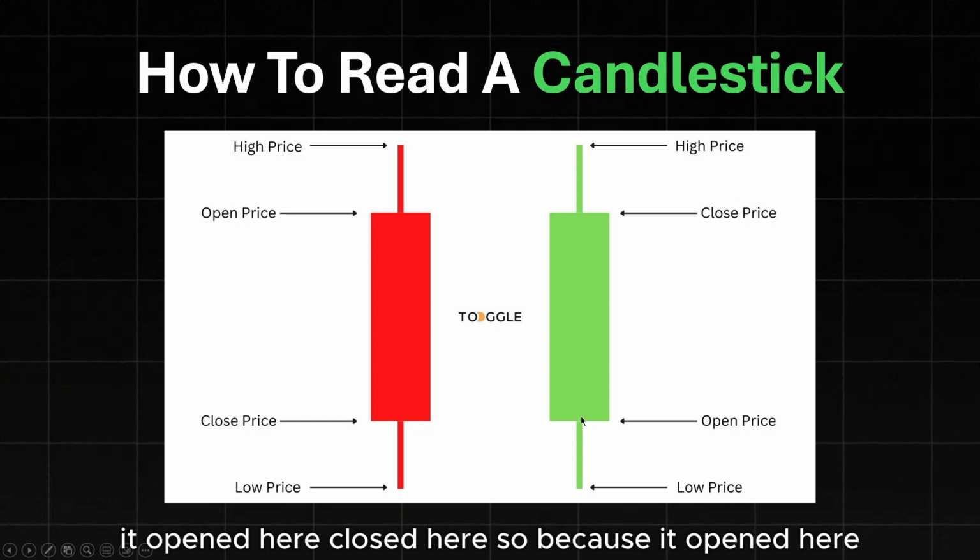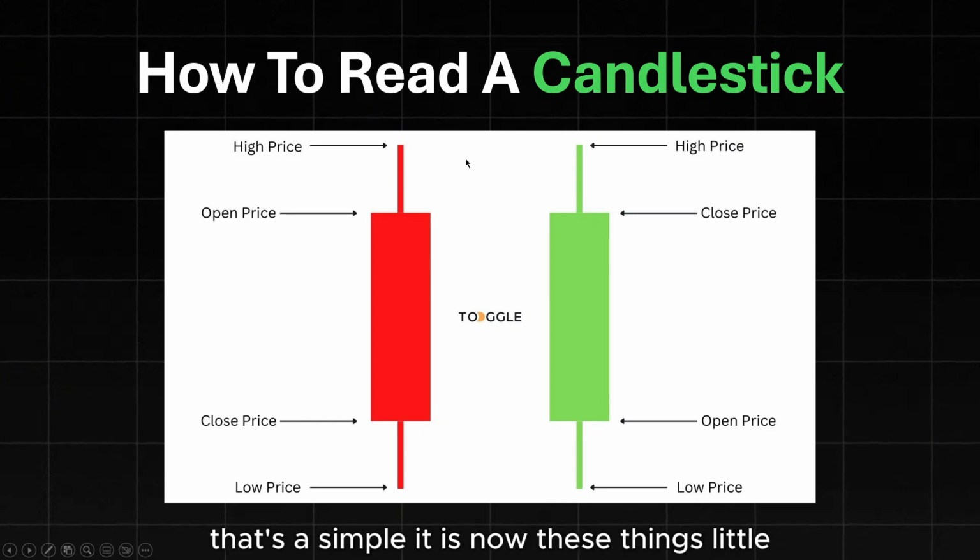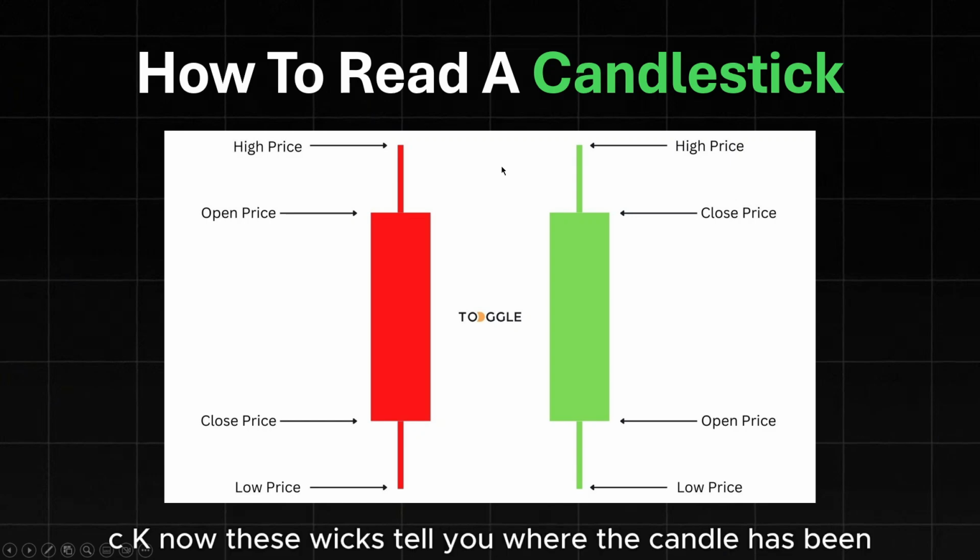This one opened here and closed here. It opened here, went up, went down, went up, went down, and then closed here. But because in that specific candle it went from here to here, it's green. That's how simple it is. Now these little skinny things are called wicks, W-I-C-K.